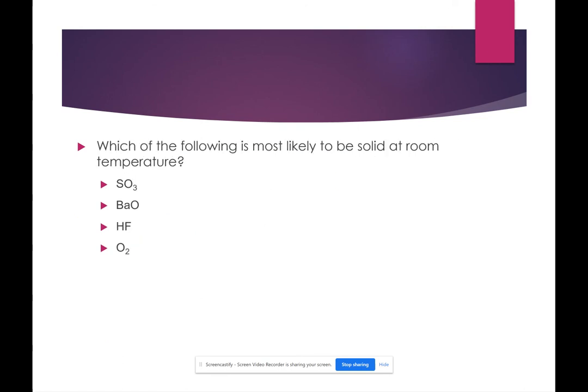And then lastly, which of the following is most likely to be solid at room temperature? It's a really good idea to restate these questions for yourself and say, okay, is this asking for strong forces or is this asking for weak forces? Most likely to be solid. Solid would mean there are strong forces in play here. So again, if you need to draw out the molecules, do so.